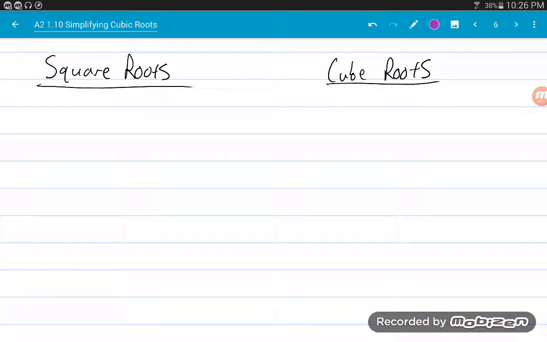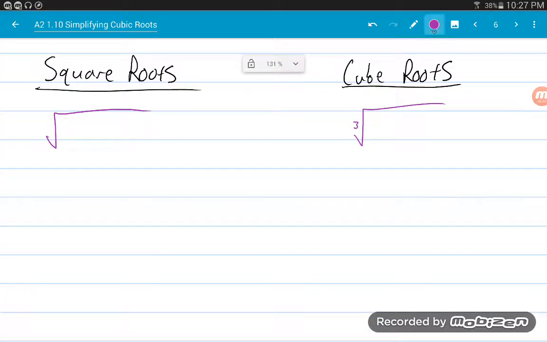I'm going to go a little bit more into depth on this lesson. This is lesson 10, simplifying cube roots, just because I want to do a quick review of what the difference is between a square root and a cube root. Now, a square root looks like this, and a cube root looks like this. Same thing, but it's got a little 3.